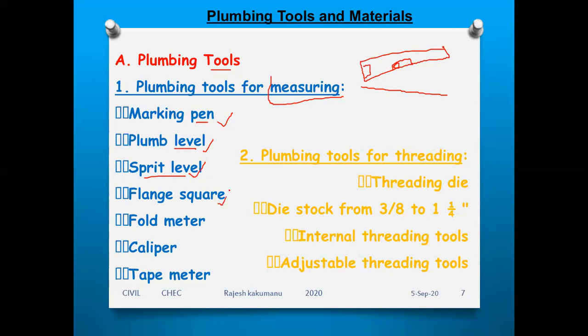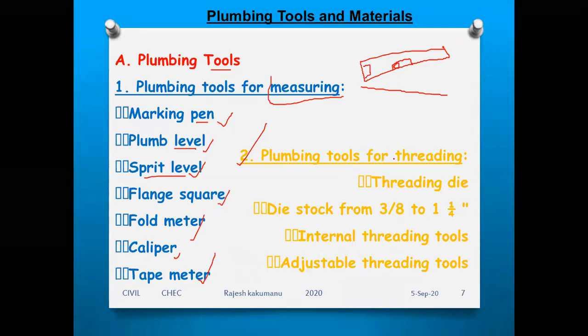Next, squares, flange square scales. Next, fold meter. Next one is caliper for checking the dimensions. Tape meter for checking the dimensions. Like this, you use plumbing tools for measuring. Next, the second one is plumbing tools for threading.